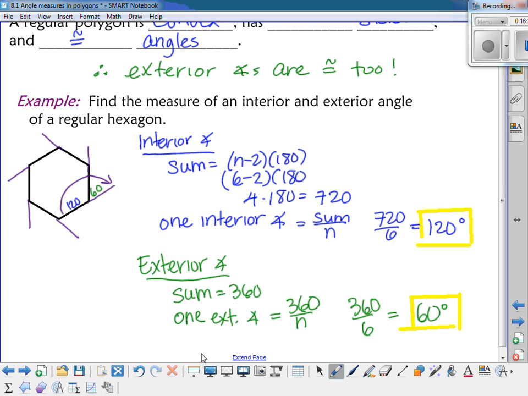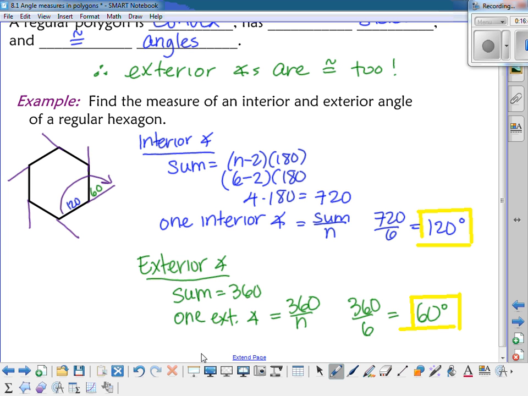So actually, once you have found one of them, then it's really easy to find the other one. You just subtract it from 180. So you can do either one. You can find the interior angle first and subtract it from 180 and find the exterior angle, or it's actually a little bit quicker to find the exterior angle, subtract from 180 and find the interior angle.